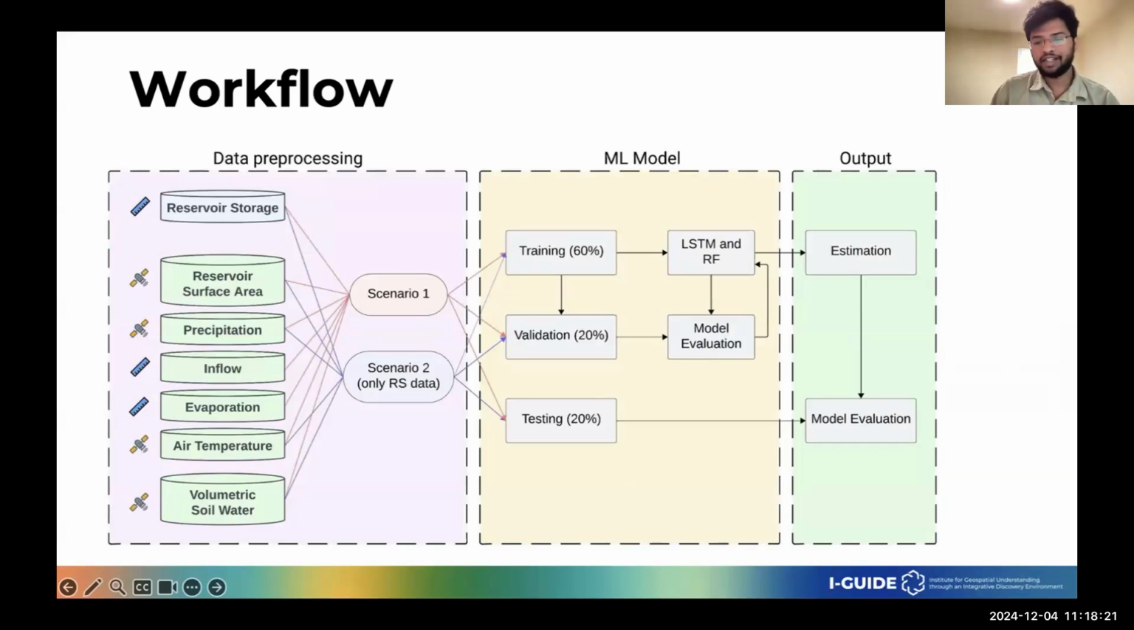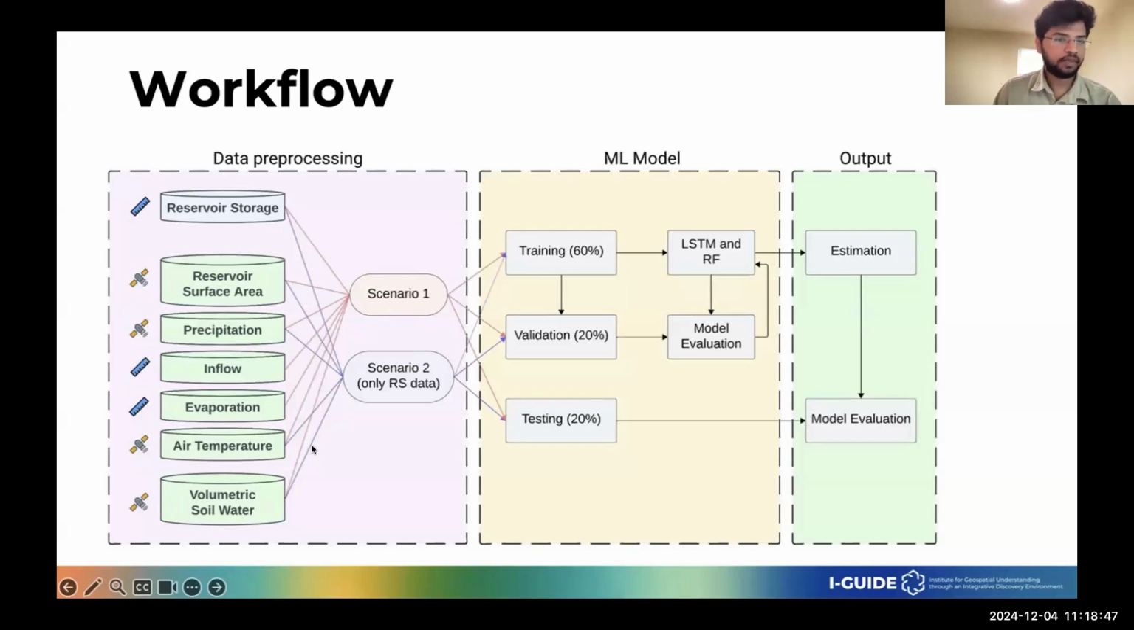Yeah, it was from 1990. It's almost 30 years. So we used a modified normalized difference water index to extract reservoir surface area from the Landsat images, from Landsat 5, 7, and 8, available between 1990 and 2023.